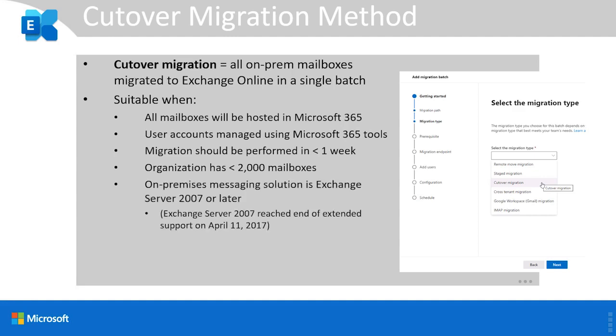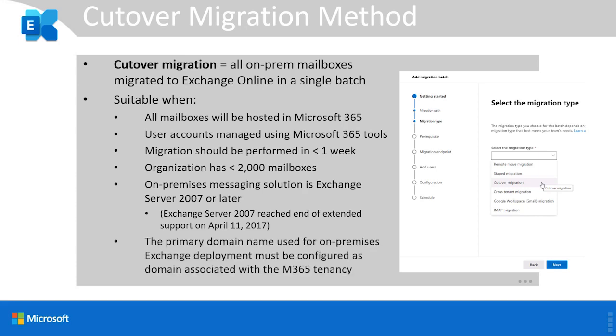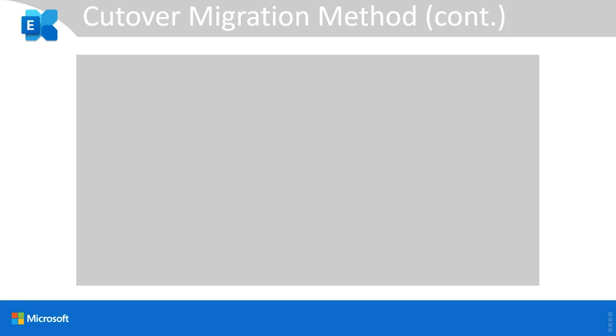Your on-premises messaging solution is Exchange Server 2007 or later, which will hopefully not be a concern since Exchange Server 2007 reached end of extended support on April 11, 2017. And the primary domain name used for on-premises Exchange deployment can be configured as a domain associated with a Microsoft 365 tenancy. Here's a high-level summary of the steps involved in doing a cutover migration.